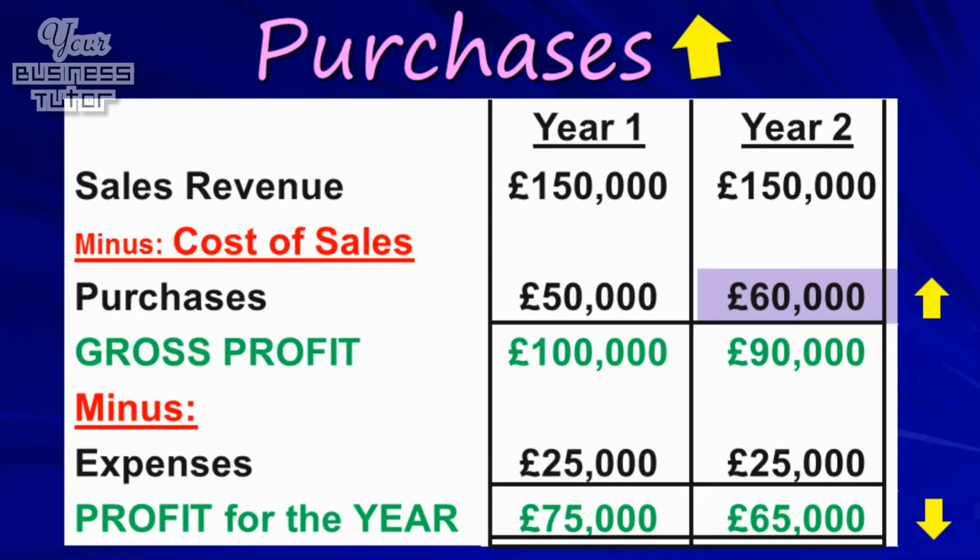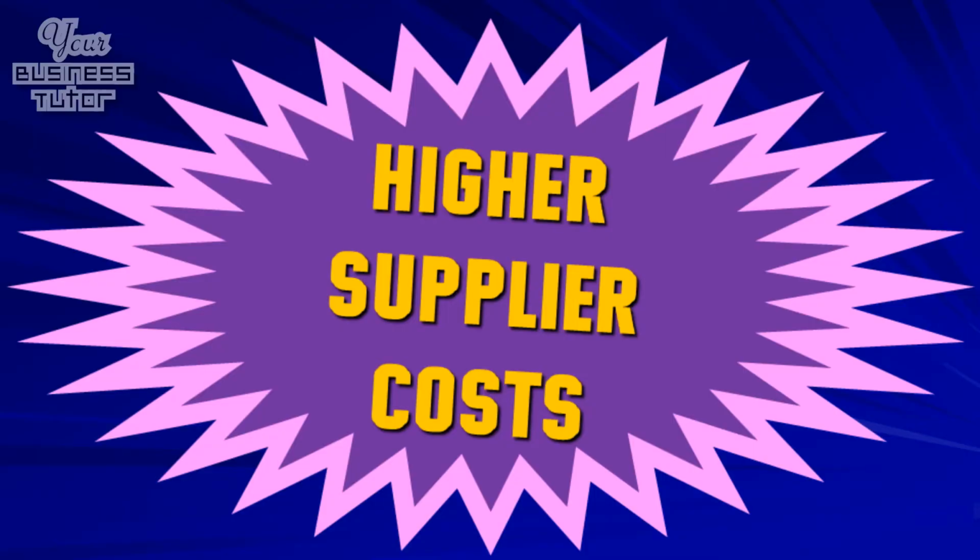Of course, it can also be the case that a business may identify that the profit for the year has fallen. For example, in the example shown, profit for the year has reduced from £75,000 in year 1 to £65,000 in year 2. Furthermore, as the income statement shows, this is due to an increase in the cost of sales, rising from £50,000 to £60,000, which indicates that inventory purchase costs have increased. This could be due to the business's supplier charging more for inventory and the business being unable to pass it on to customers in higher prices.